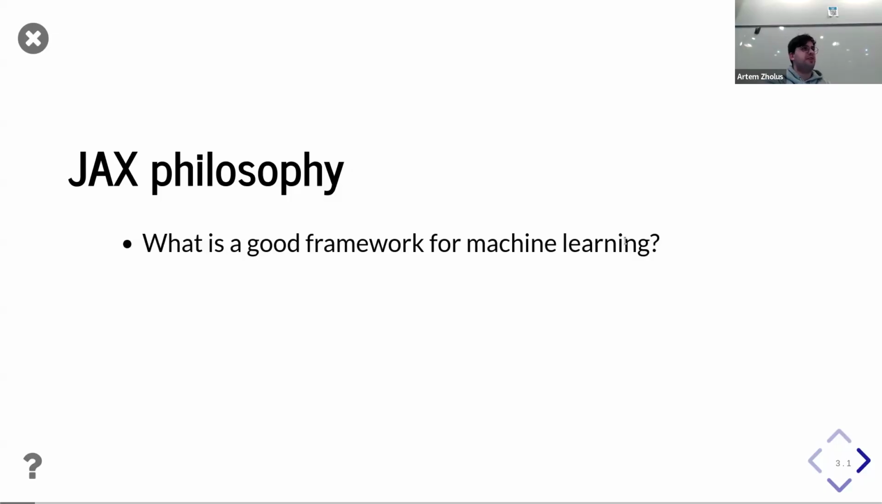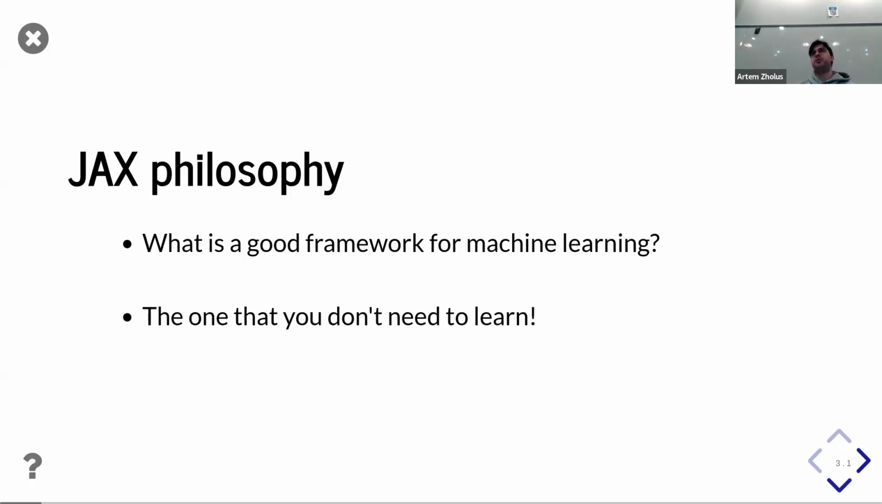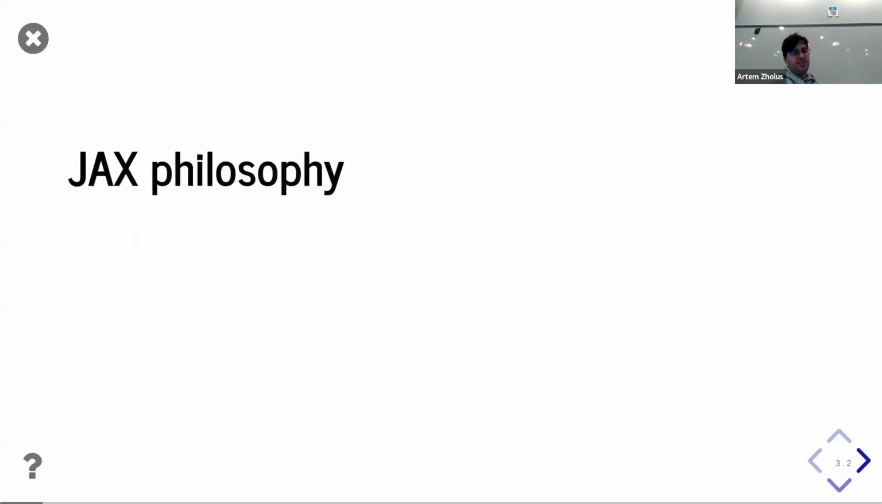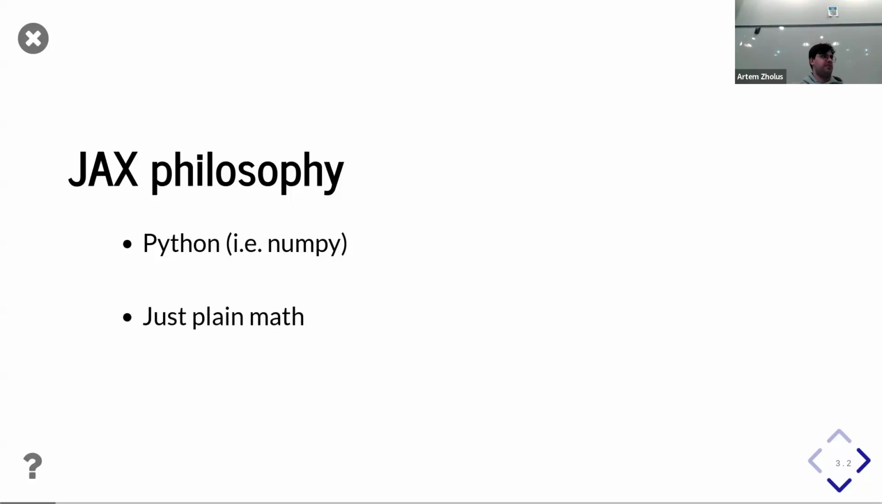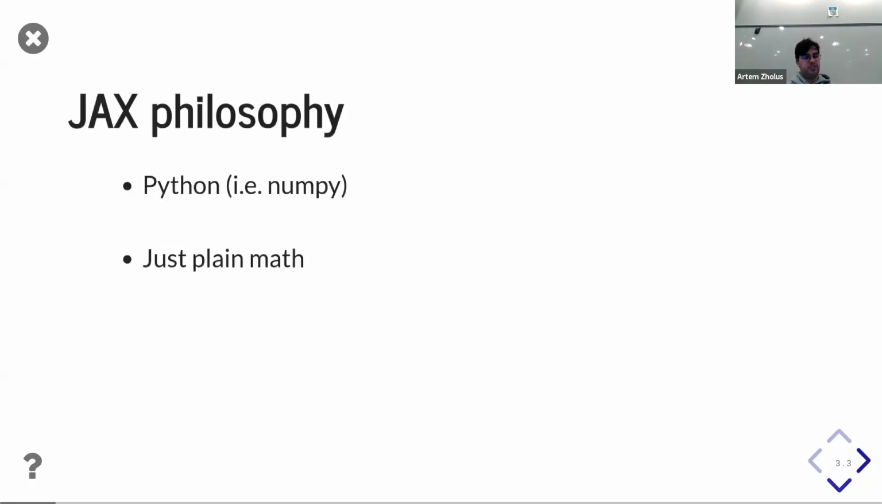So I'll start with the question: what is a good framework for machine learning? And the answer is simply it's the one that you already know, that you don't need to learn anything to work with. So the philosophy behind JAX is that we need to build on top of as few things as possible. And in particular, JAX builds on top of two things. First is NumPy in Python, and you're supposed to know NumPy already because this is a prerequisite of the course. So this means that you already know some fraction of JAX, and just plain math, because JAX, as you will see, is very mathematical. It's very understandable in a mathematical way, because of certain design decisions behind JAX.